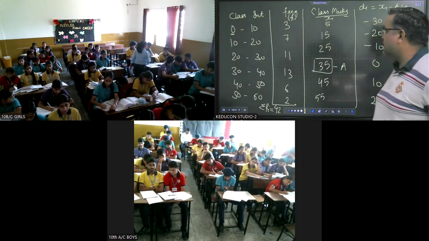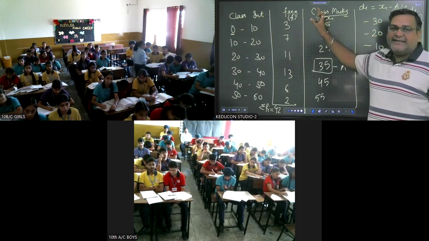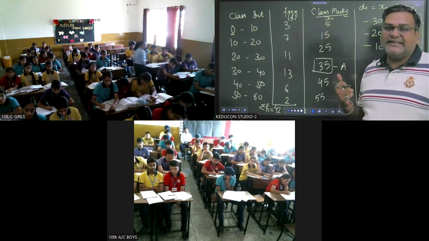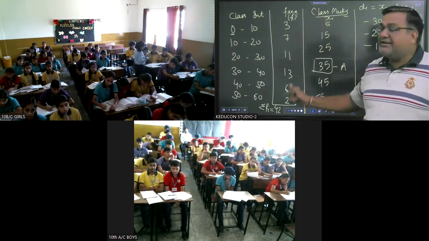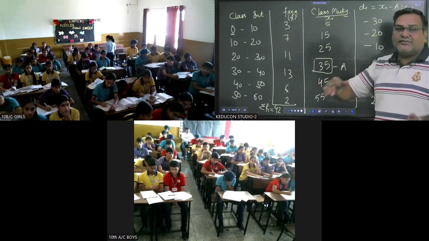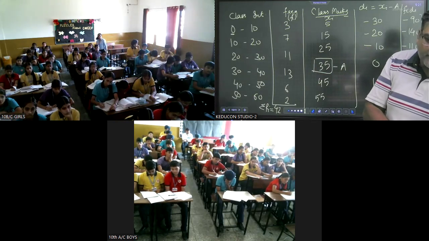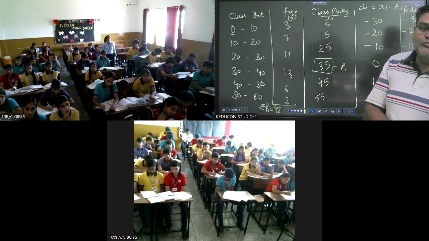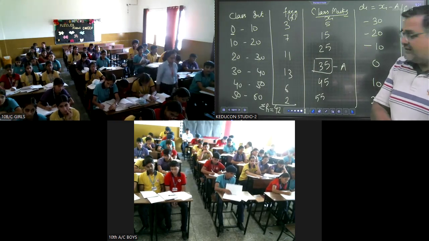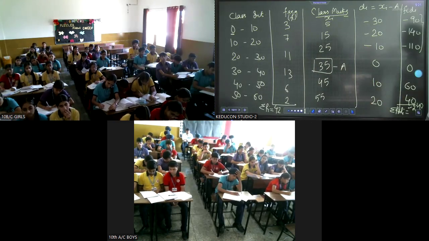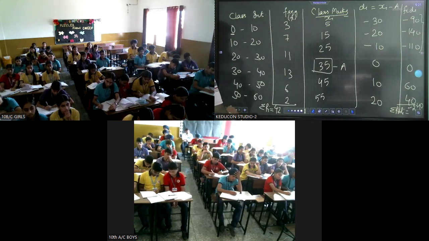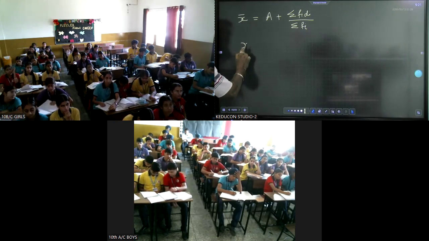So what you have to do, first of all, like the direct method, you have to take the class marks. Then you have to find the di, which is the difference between the class marks and the assumed mean. What is assumed mean? You have to take the centermost term of the class marks as assumed mean. Is this clear? So you got summation fi, summation fi di, as well as A. Now put all these three values here.